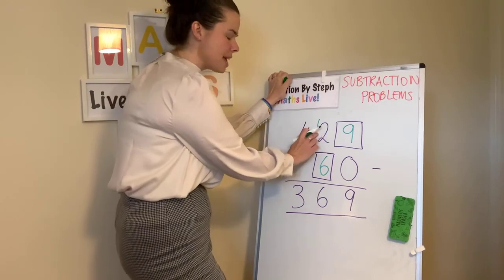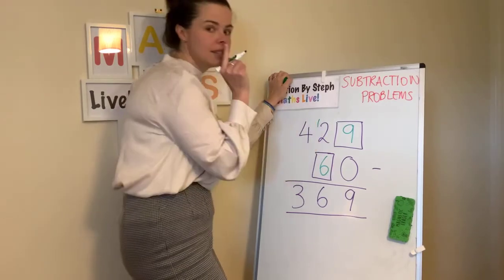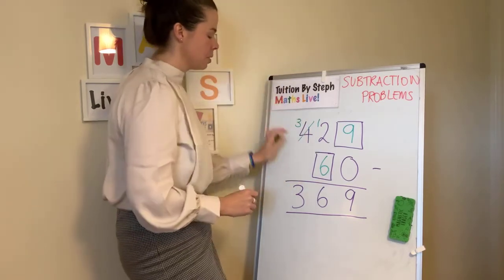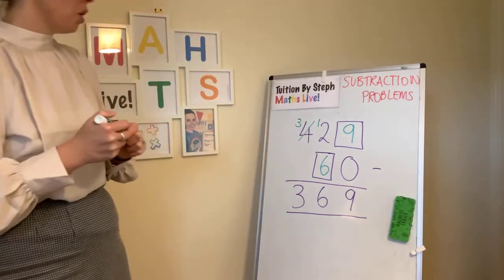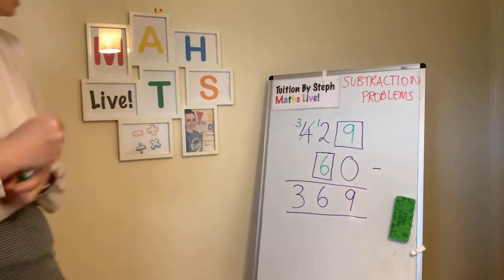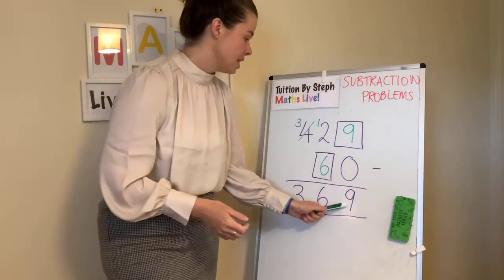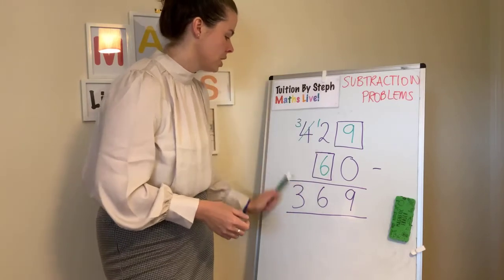Well, to make that into 12, we must have secretly done this, because 3 to 3 works. So 429, take away 60, we can see the 9 works, the 12 works, and the 3 works.